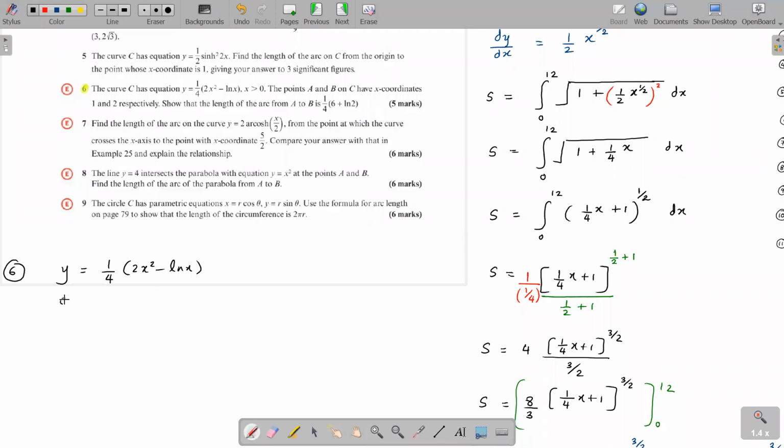So let's get dy by dx. How do we get dy by dx? 1 over 4 is a constant, so let's leave 1 over 4 out. Differentiate: 2x square differentiation is 4x, minus ln x differentiation is 1 over x. So this is our dy by dx.